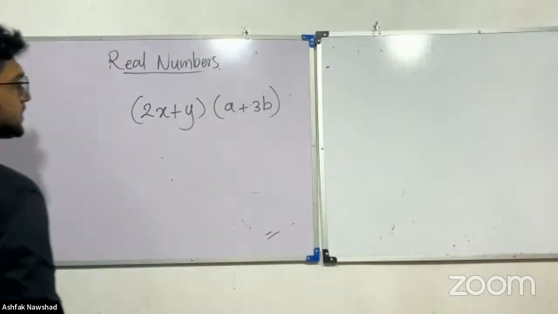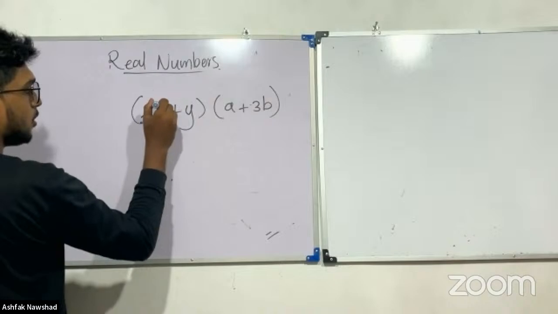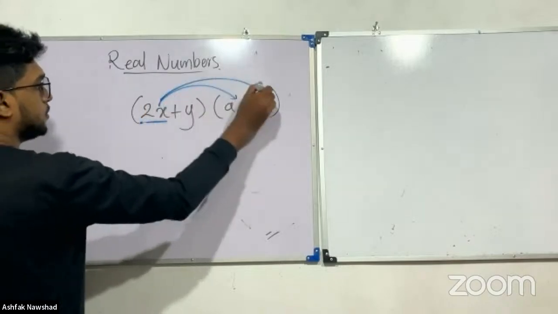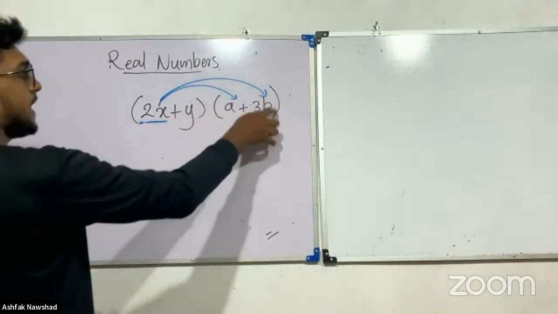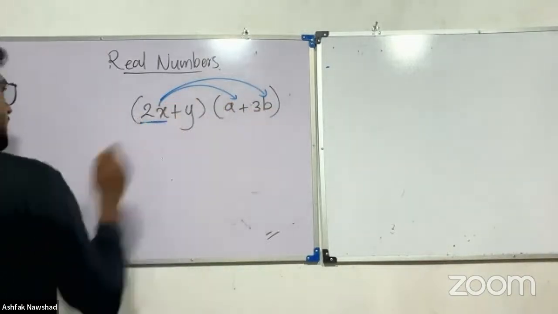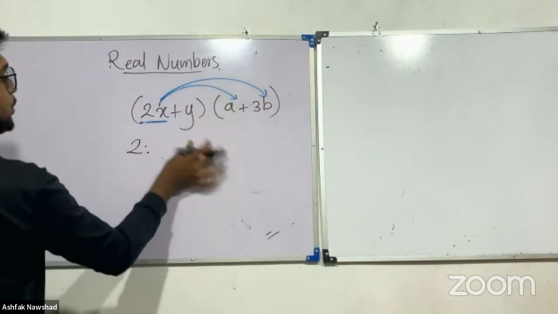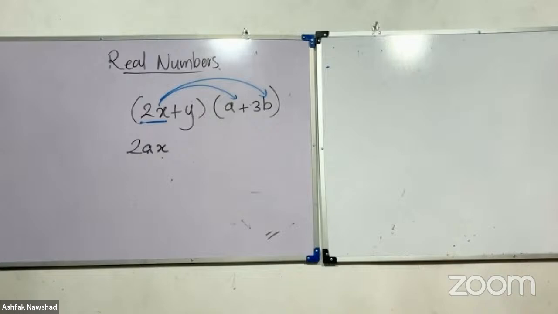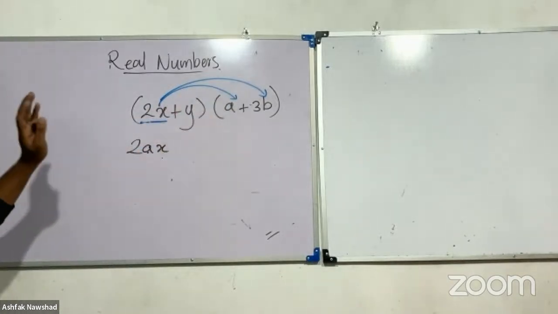In these kind of questions, you have to choose a bracket first. I'll choose this bracket. So from 2x, I'm going to multiply these two. From 2x, I'm going to multiply this a and 3. So 2x times a is 2xa, or else I can write 2ax. The order doesn't matter. Right? 2x times a is 2ax. Is this clear? The first term.